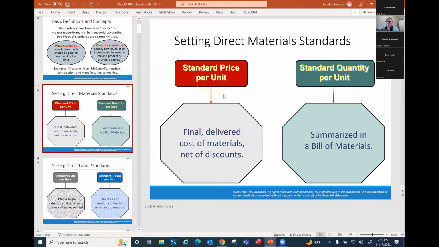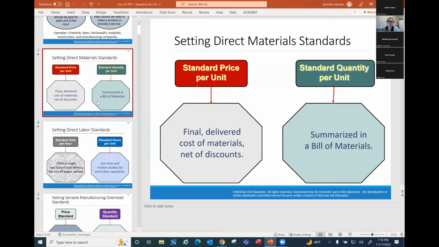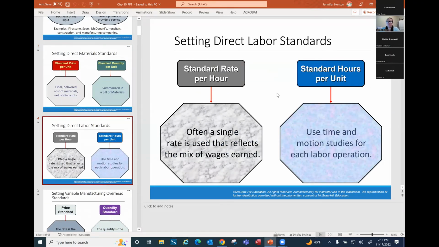All right, so for direct materials, we have a standard price per unit, so the final delivered cost of materials net of discounts. And then the standard quantity per unit is just the bill of materials. That's how much quantity was used in the bill of materials. And then we have our standard rate per hour, which is often a single rate that's used to reflect the mix of wages that are earned. And then we have our standard hours per unit. That's how much time, in motion studies, for each labor operation.